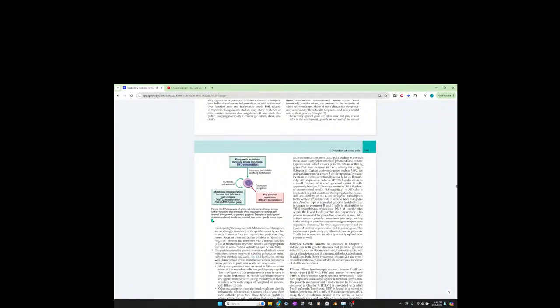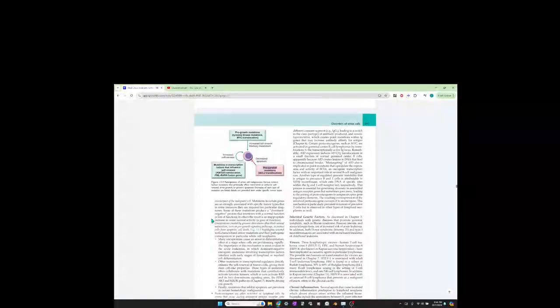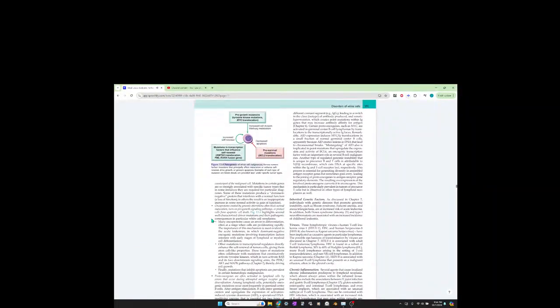Increased self-renewal: mutations in transcription factors that influence self-renewal. Pro-growth mutations: tyrosine kinase mutations, MYC translocation, increased cell division, Warburg metabolism. Decreased apoptosis: pro-survival mutations. Figure 13.4, pathogenesis of white cell malignancies. Various tumors harbor mutations that principally affect maturation or enhance self-renewal, drive growth, or prevent apoptosis. Examples of each type of mutation are listed. Details are provided later under specific tumor types.